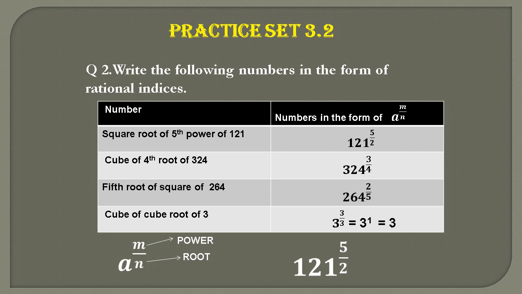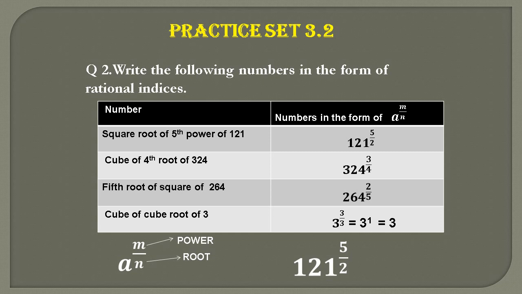Second, cube of fourth root of 324. Here, power is cube. So, it can be written as 324 raised to 3 by 4. Third, fifth root of square of 264. Here power is square and root is 5. So it can be written as 264 raised to 2 by 5.